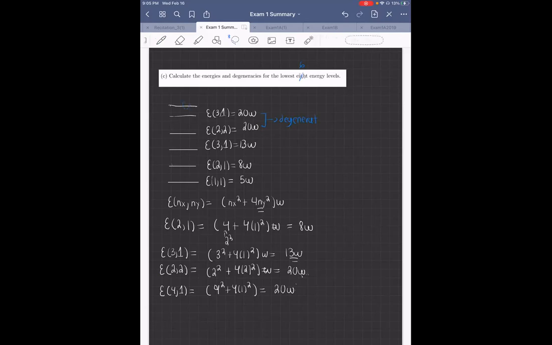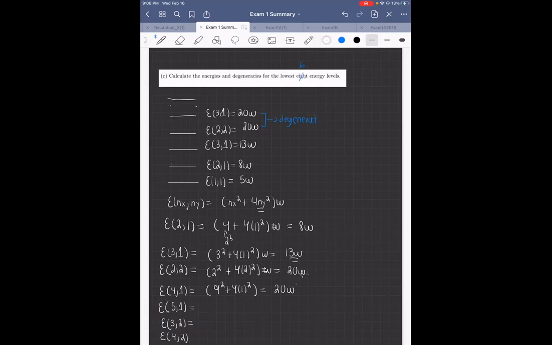Okay. And then from here, we can calculate, let's try E of 5, 1, then E of 3, 2, and then the next one would be E of 4, 2.